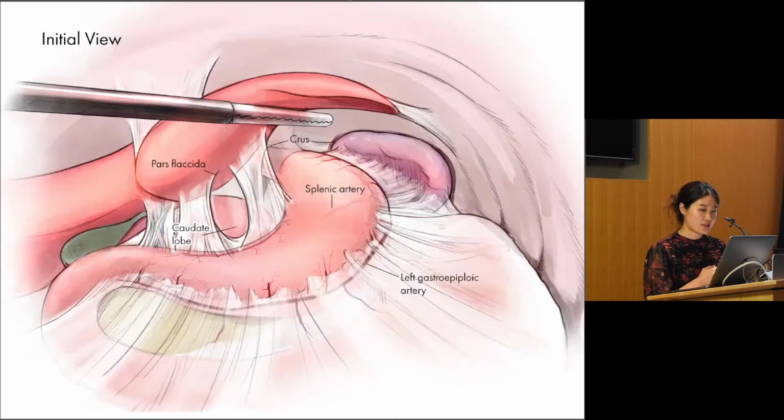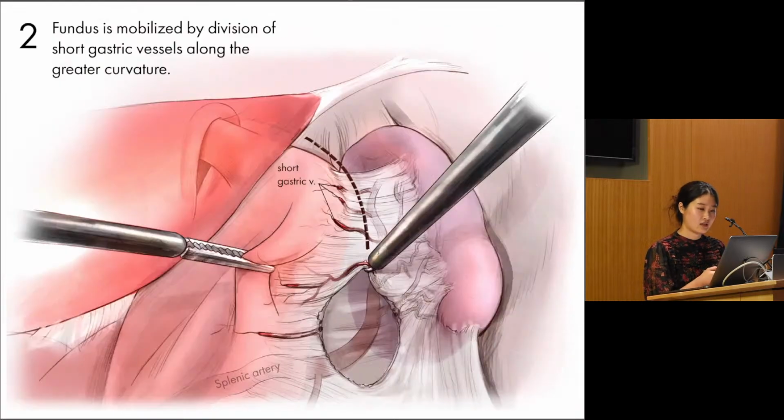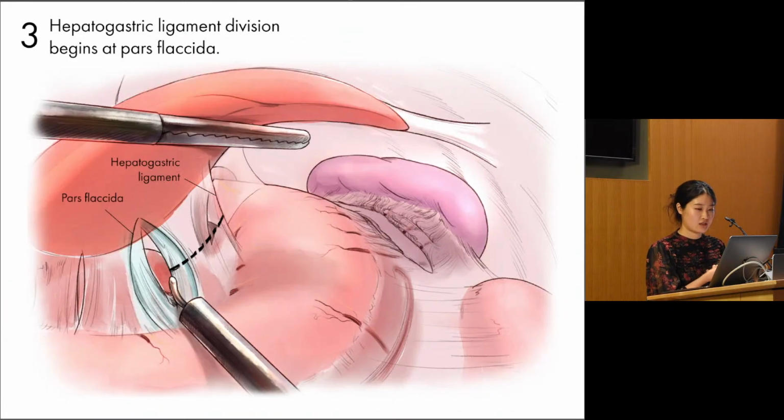This view is what the surgeons see when they first enter the abdominal cavity. The surgery began with the mobilization of the greater curvature of the stomach, which was done by dividing short gastric vessels. The hepatogastric ligament was then divided, beginning at pars flaccida, which is a thin membranous part of the hepatogastric ligament overlying the caudate lobe.